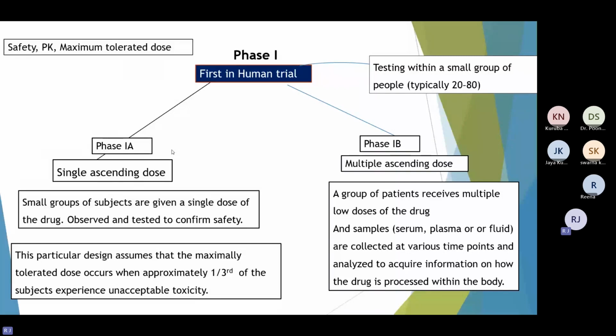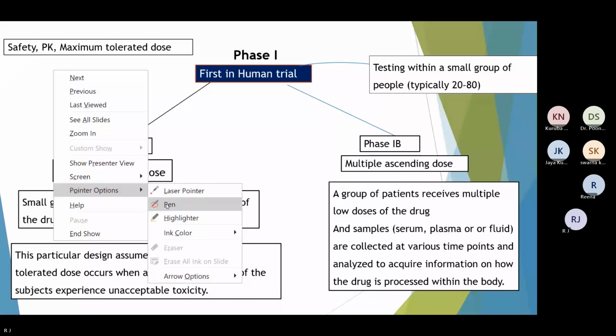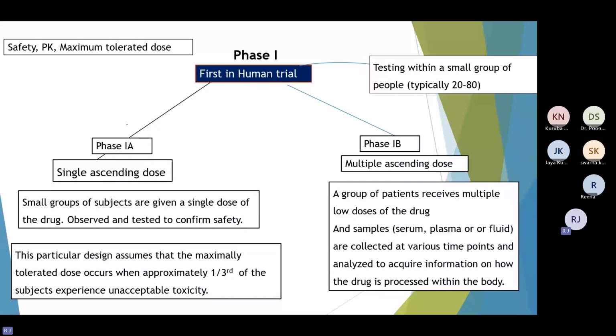and what do we determine in phase one? We test safety, PK, and what else? Maximum tolerated dose. Now, what is safety? Everybody knows what is safety because it's a general term, right? Safety means whether it is harmful to the human body or not. Then PK means absorption, distribution, metabolism, and excretion. Then third is MTD, maximum tolerated dose. So maximum tolerated dose is nothing but it tells how much dose a person can tolerate. Okay.